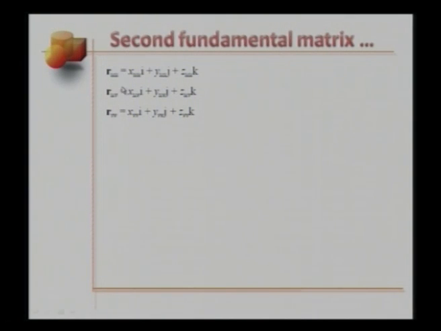This is straightforward. The second partial derivative of r with respect to u is x_uu times i plus y_uu times j plus z_uu times k. i, j, k are unit vectors along the x, y, and z Cartesian coordinates. Likewise, you can compute the mixed second derivative and the second derivative with respect to parameter v. x, y, and z are scalar fields along the x, y, and z coordinates.